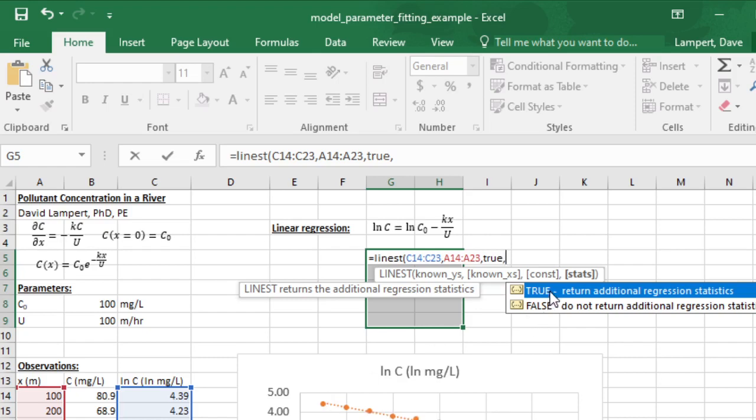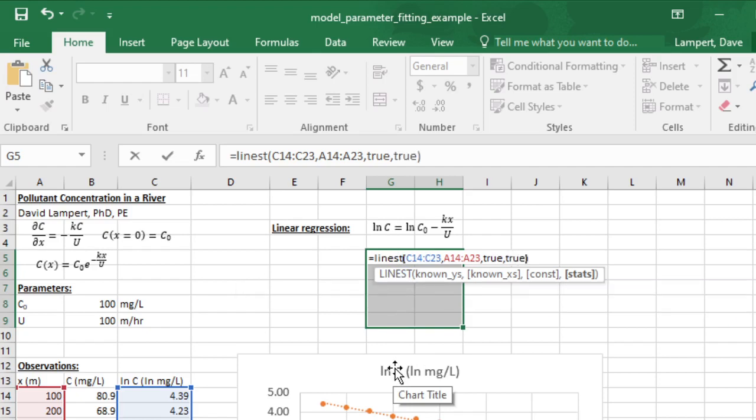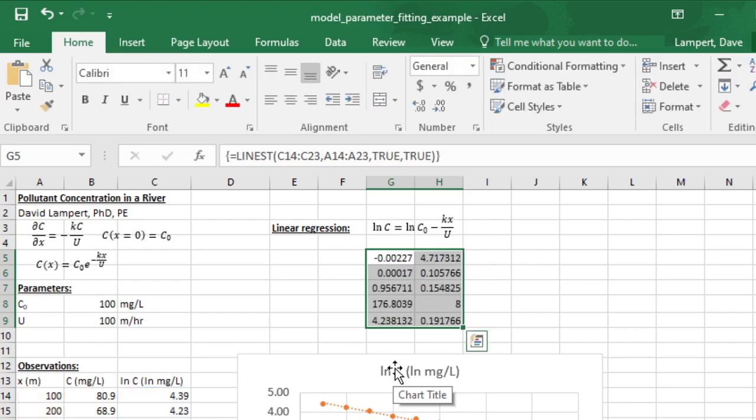And then it asks us if we want these additional statistics. So we can either just get the first 2 values, which are going to be the slope and the y-intercept, or we can have it return these other statistics. Since I would like to get the r squared here also, I'm going to go ahead and have it do that. Then I'm going to close it. And here's a key trick you have to know when you're working with arrays in Excel. You hit Control, Shift, and Enter. If you just hit Enter, it'll only do the one cell. But if you hit Control, Shift, Enter, it should do all of them.